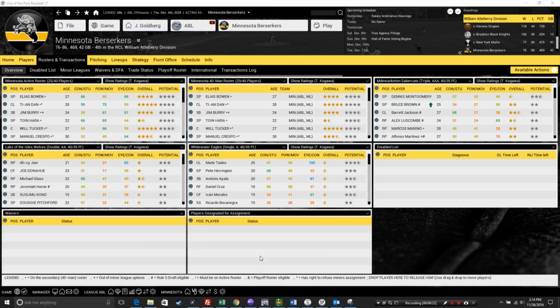Sad to see the Berserkers go, one of the original team names way back in 2012 when Alex had them. First thing I do, and I've already done most of this since I've been exporting them in the past little while, is sort all the players on each level of the organization by potential as shown, including my active and also my 40-man roster.